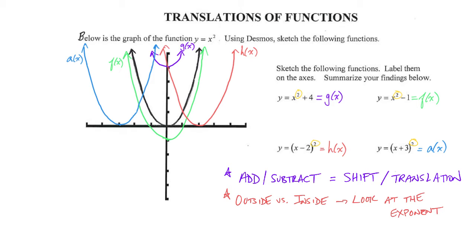So notice when we added 4 or when we subtracted 1 on the outside of our squared, our graph was shifted vertically. If we subtracted 2 or we added 3 on the inside of our squared, then our graph was affected horizontally, shifted horizontally. Biggest part that I want us to make sure that we're good, anytime we add or subtract, we should notice that the shape stays the same.